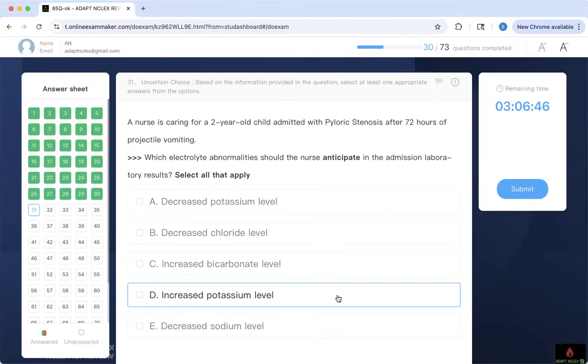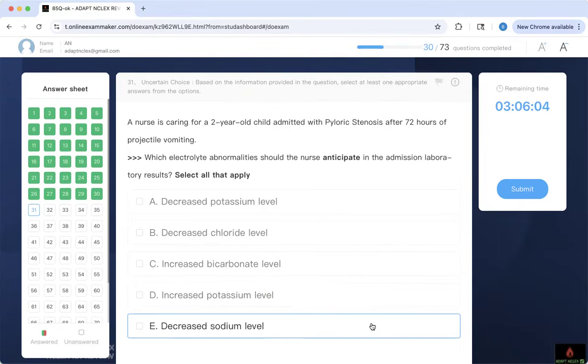31. Let me know what your score is so far. And this is caring for a client, a 2-year-old admitted with pyloric stenosis after 72 hours of projectile vomiting. A 2-year-old has been vomiting for what? 72 hours. That's a lot of fluid lost. Dehydration. Which electrolyte abnormality do they need to anticipate in the admission laboratory results? This is when they give you pyloric stenosis. There's a classic lab work you see when the patient has pyloric stenosis and is vomiting. They vomit acid. If you vomit acid, what is going to happen?